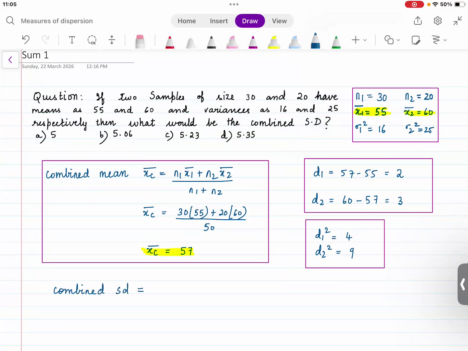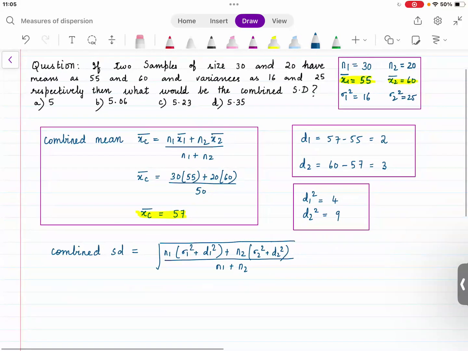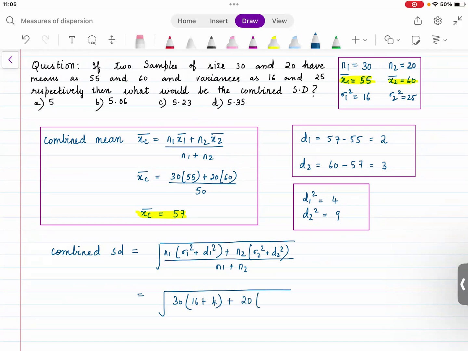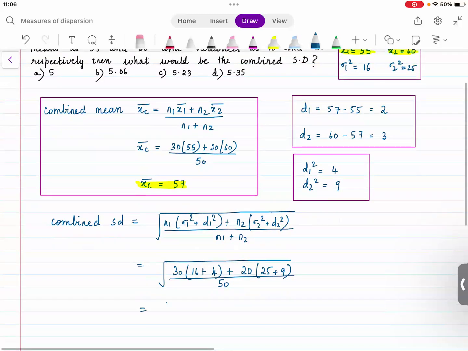What's the formula for combined standard deviation? Root of n1 into sigma 1 square plus d1 square plus n2 into sigma 2 square plus d2 square by n1 plus n2. So let us substitute all the values and get the answer. What is n1? n1 is 30, sigma 1 square is 16, plus d1 square is 4, plus n2, 20 into sigma 2 square is 25, plus d2 square is 9, divided by n1 plus n2, which is 50.